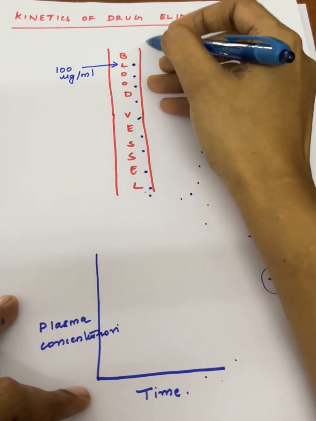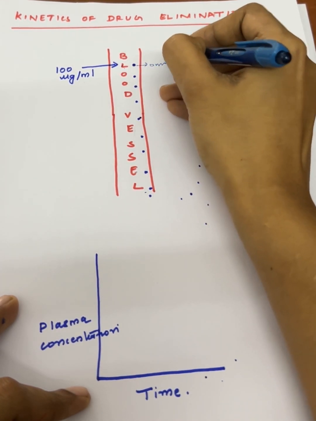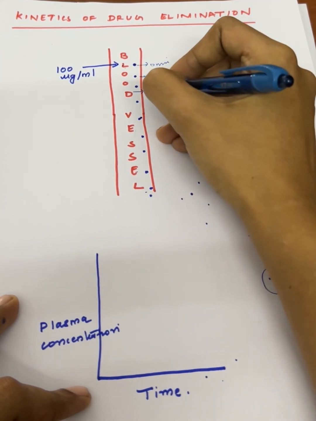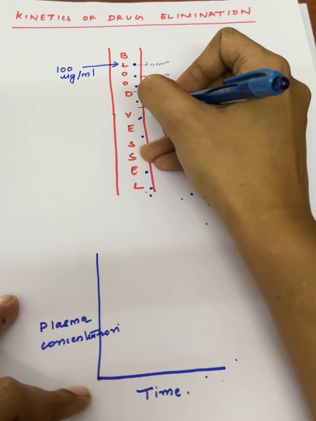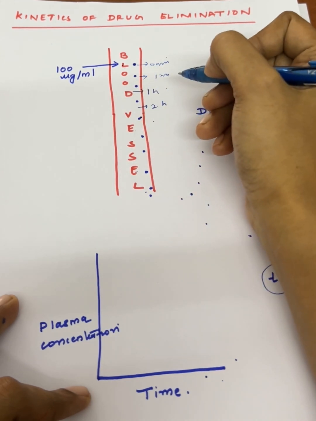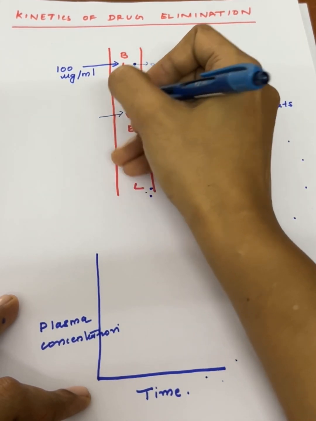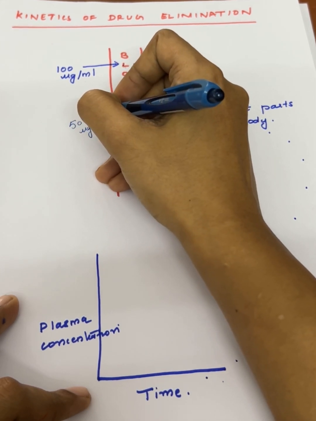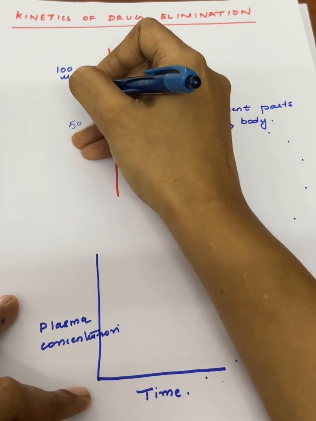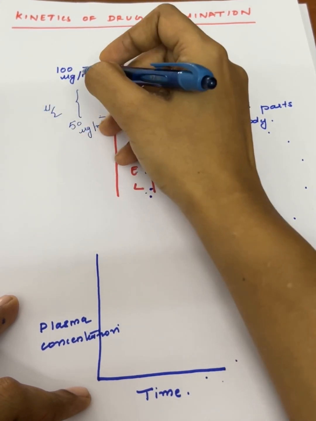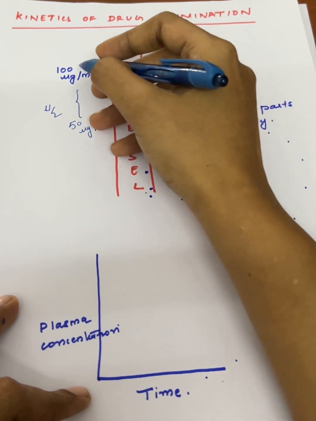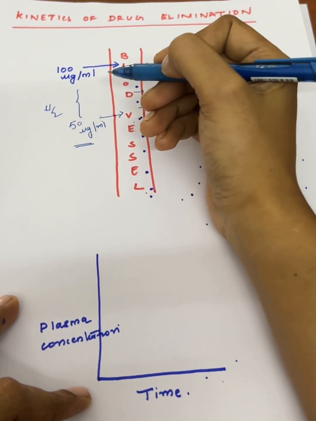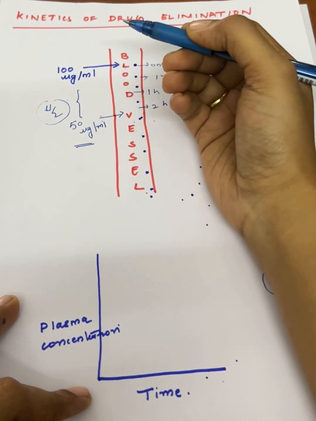So let's say we are given the drug at 0 minutes, then later it has become 1 minute, and after that it has become 1 hour, and then 2 hours. So we are taking repeated blood samples, and the time taken for the plasma concentration to reduce to 50% of its value is known as T half. Here we have given 100 microgram per ml, and the time taken for the plasma concentration to reduce to 50 microgram per ml is known as T half.